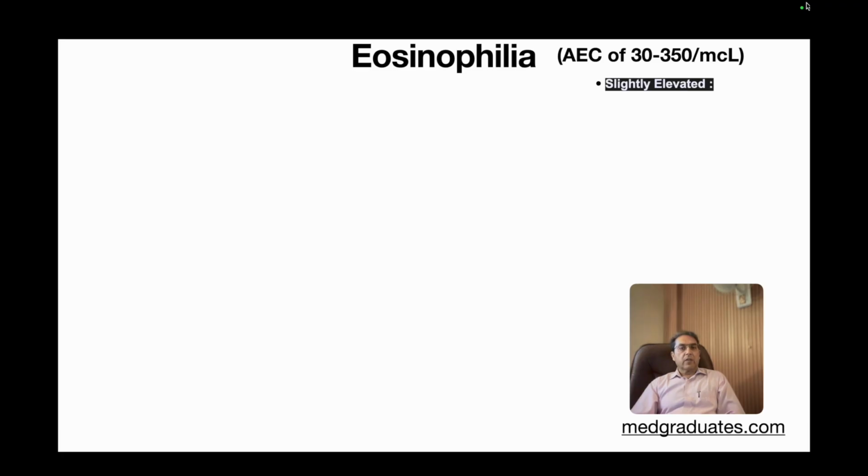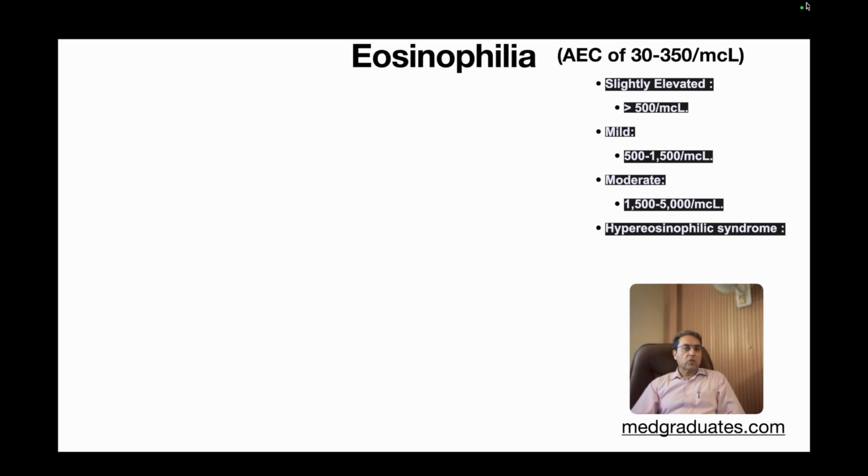They are slightly elevated if they are more than 500. They are mildly elevated if they are between 500 and 1500. They're moderately increased if they are between 1500 and 5000. Hypereosinophilic syndrome. Now, what happens in hypereosinophilic syndrome? The eosinophils are persistently elevated more than 1500 per microliter along with organ damage. So this is called hypereosinophilic syndrome.